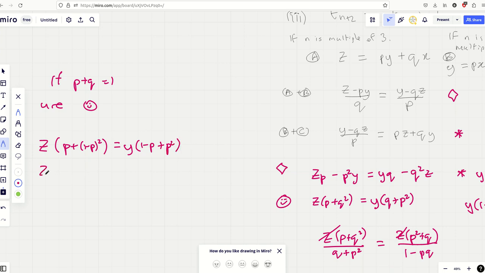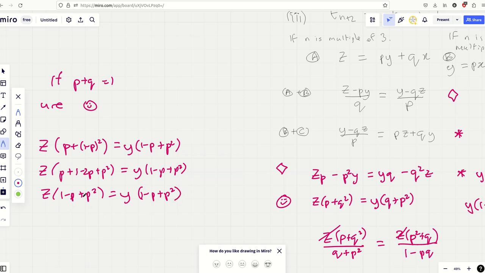And if you multiply this out, you get p plus 1 minus 2p plus p squared equals y times 1 minus p plus p squared. And basically you're going to get z equals y. Look at that, it's identical on the left and the right.